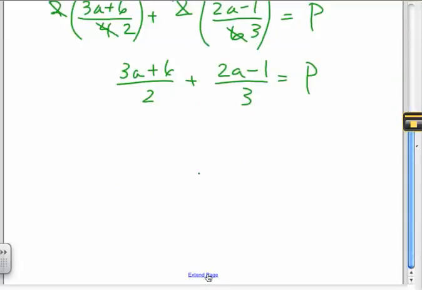Now I still don't have a common denominator, do I? There's no way that I can put these things together because I don't have a common denominator yet, and I'm going to have to do that.